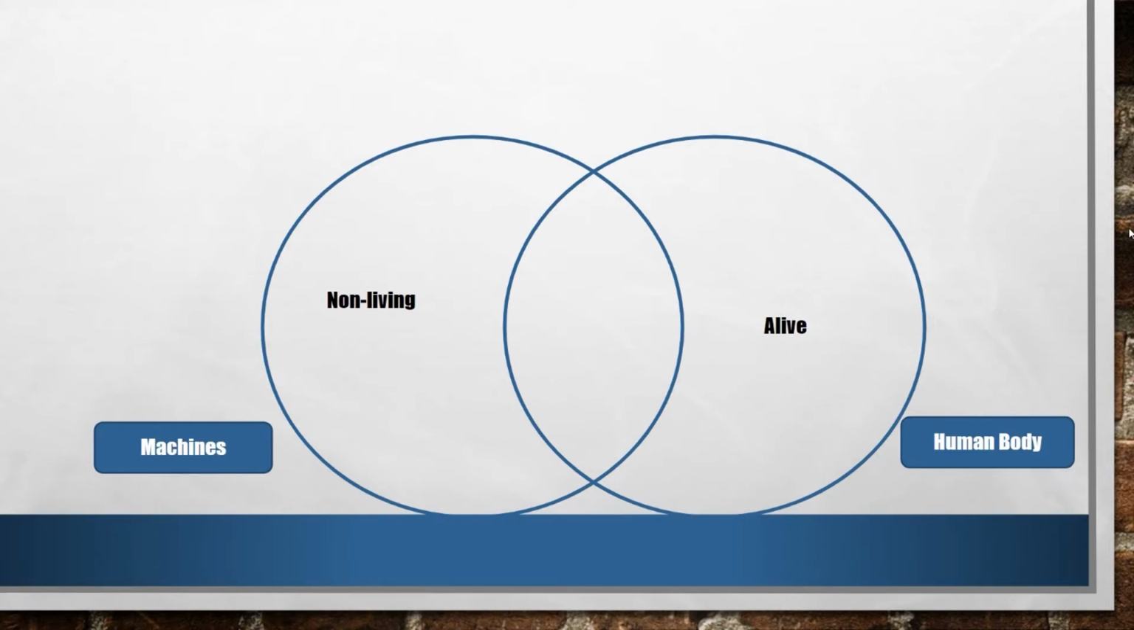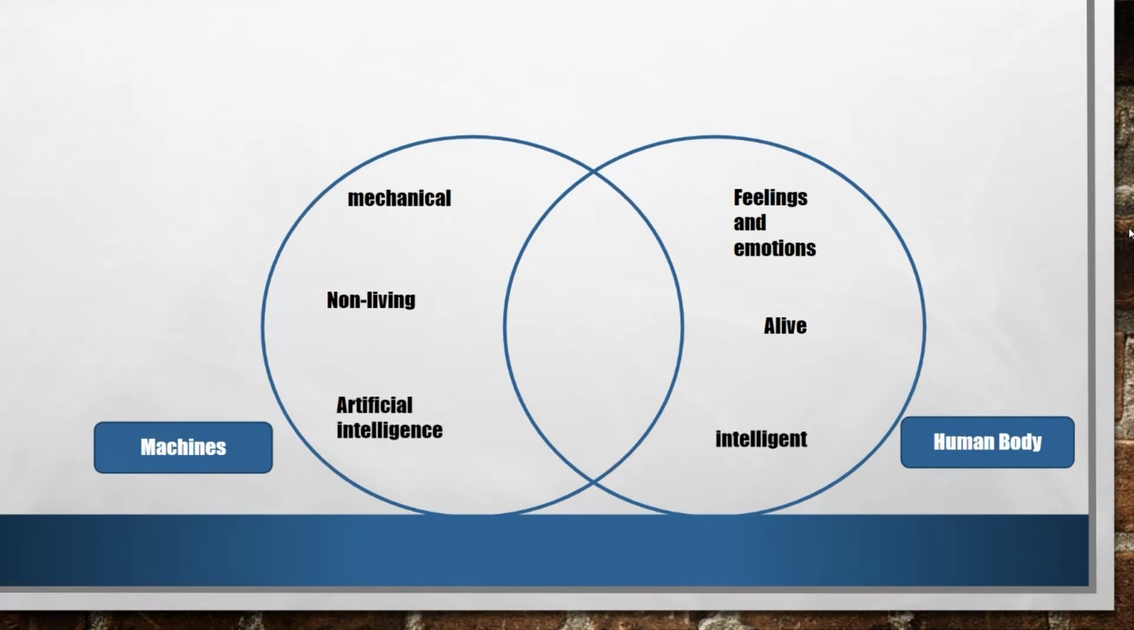Right. Humans have feelings and emotions, and machines are generally thought to be mechanical. Good. Anything else? Yes, human beings are intelligent. Machines are not normally intelligent, and if they do use some sort of software, they may have artificial intelligence. And so that would make them different. Now, what would make them similar? Can you think of anything that would make machines and the human body similar?